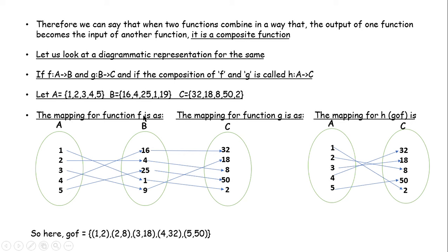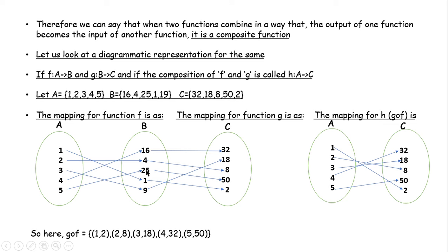The mapping for function f is such that all the elements of A will be assigned values from the elements of B. That is why the elements of B are called the images of the elements of set A. Here 1 is assigned the value 1, that is, f(1) is 1. 2 is assigned the value 4, that is, f(2) is 4. Then 3 is assigned the value 9, so f(3) is 9. 4 is assigned the value 16, so f(4) is 16. 5 is assigned the value 25, so f(5) is 25.